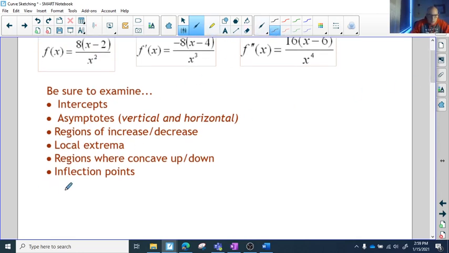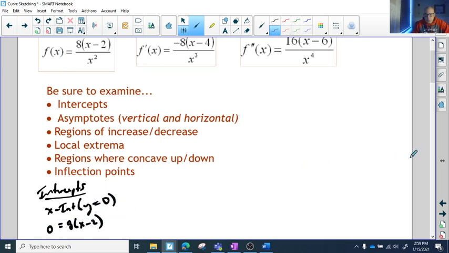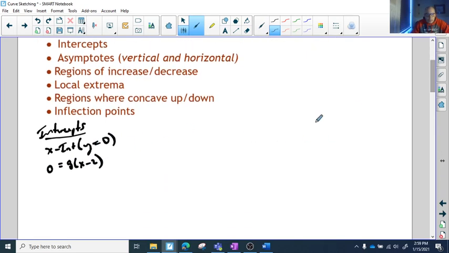So here we go, intercepts. Let's go x-intercepts first. So the x-intercepts are found by filling in 0 for the y. So f of x is the same as y, so it's 0 equals 8 times x minus 2, and that'll be over x squared. The only way that a fraction, rational expression, can equal 0 is if the numerator is equal to 0.